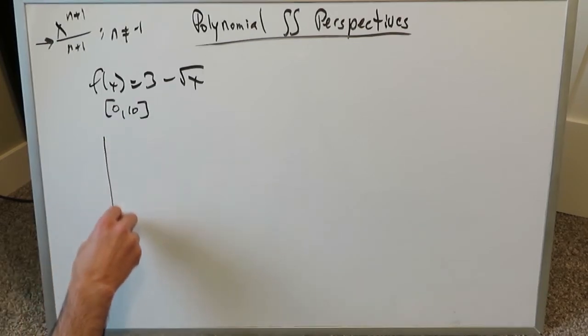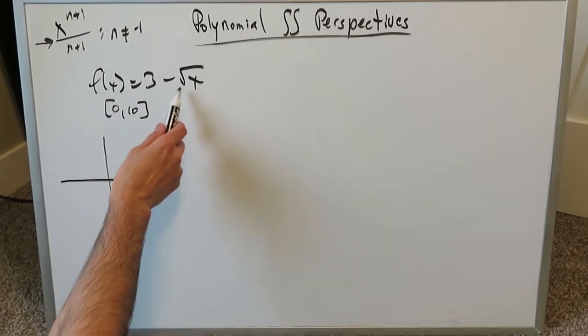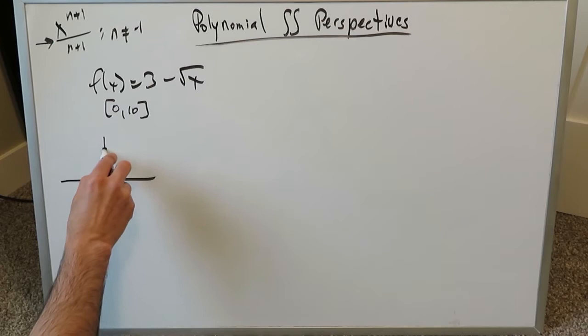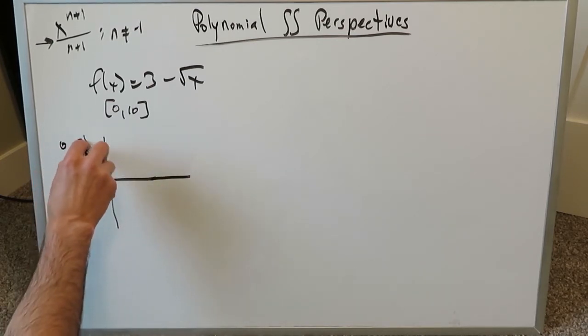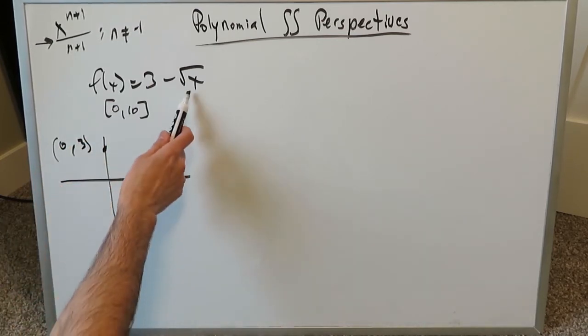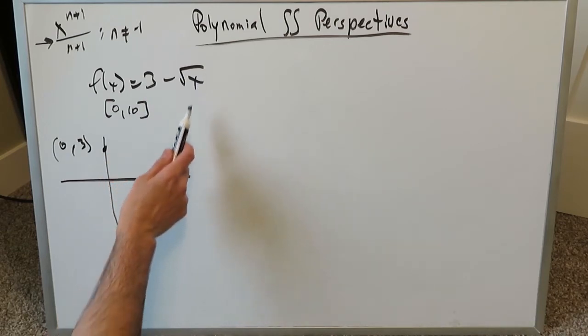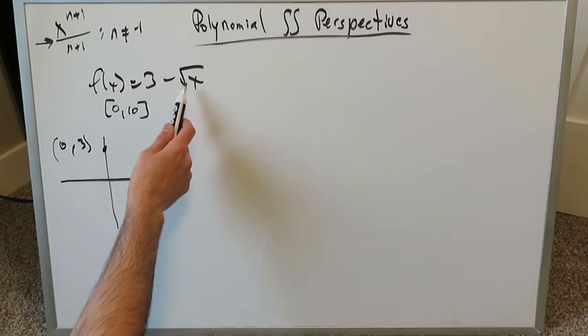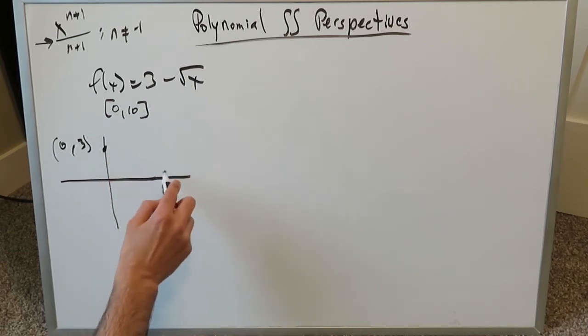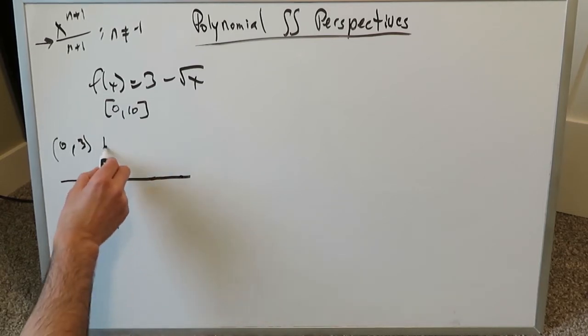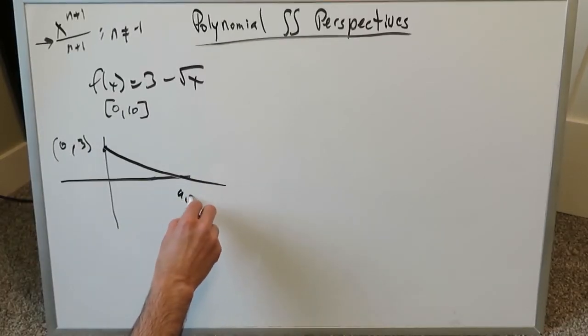What about in terms of a graph? If x is equal to 0, y is equal to 3, so you have a clear y-intercept of 0 comma 3. How about an x-intercept? What value can you put over here to zero it out? If you were to put a 9 over here, 3 minus root of 9 is 3 minus 3, which is 0, so you'd have a good x-intercept, and that would be 9 comma 0.